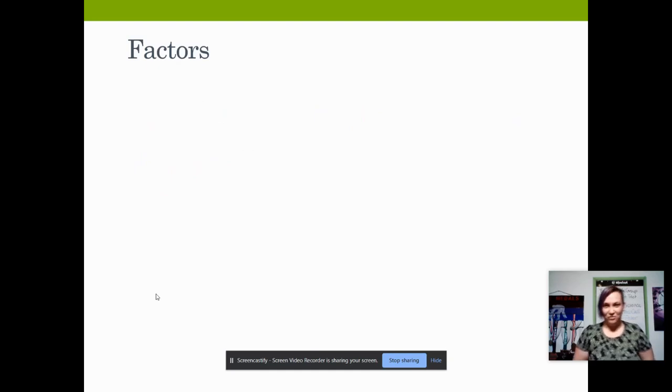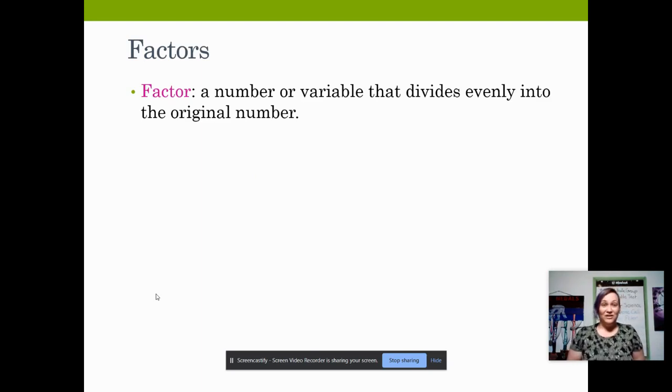Our first vocab word is factors. So a factor is a number or variable that divides evenly into the original number. So you want to think of numbers, they usually come in pairs, two numbers that can multiply together to make whatever the original number was.